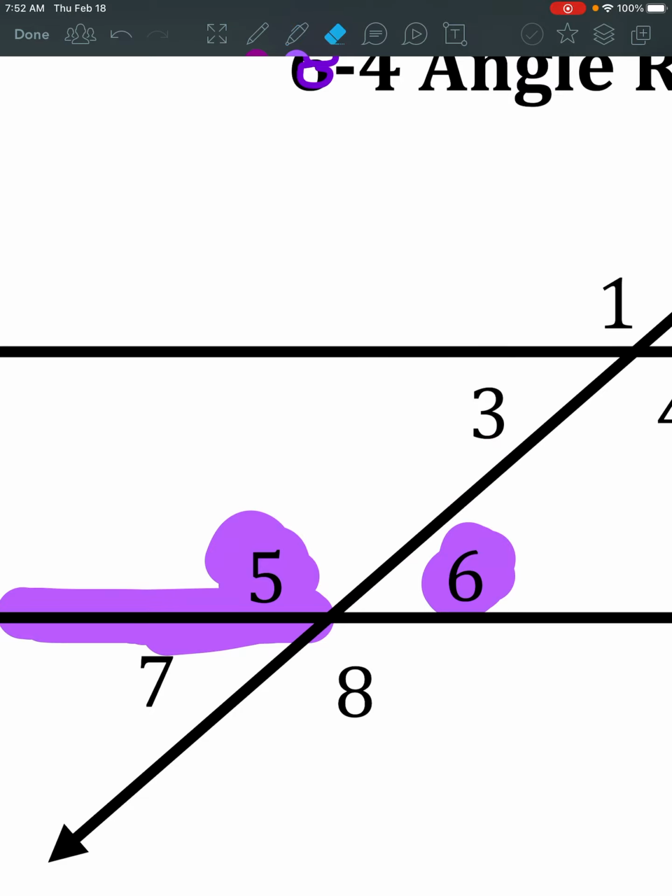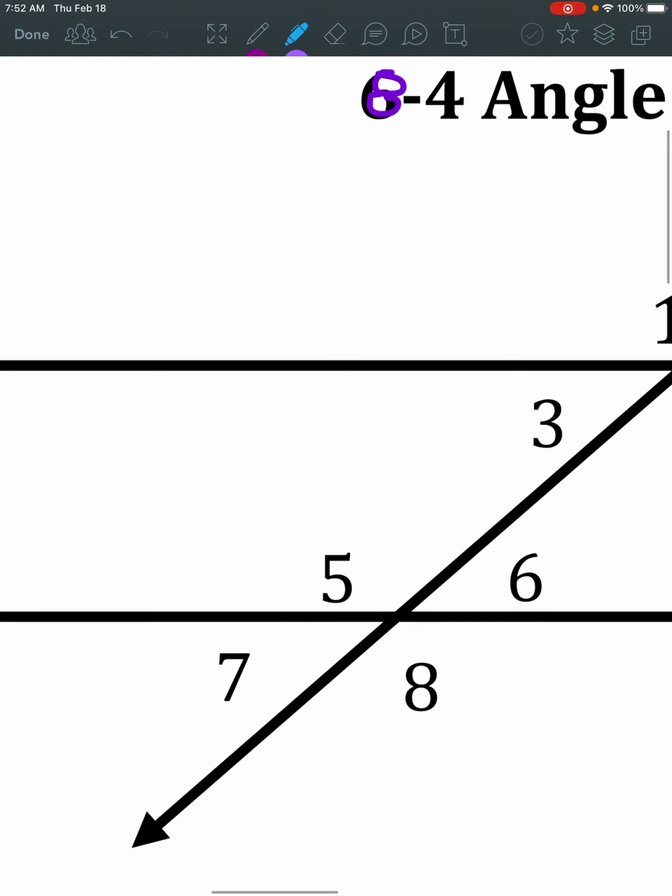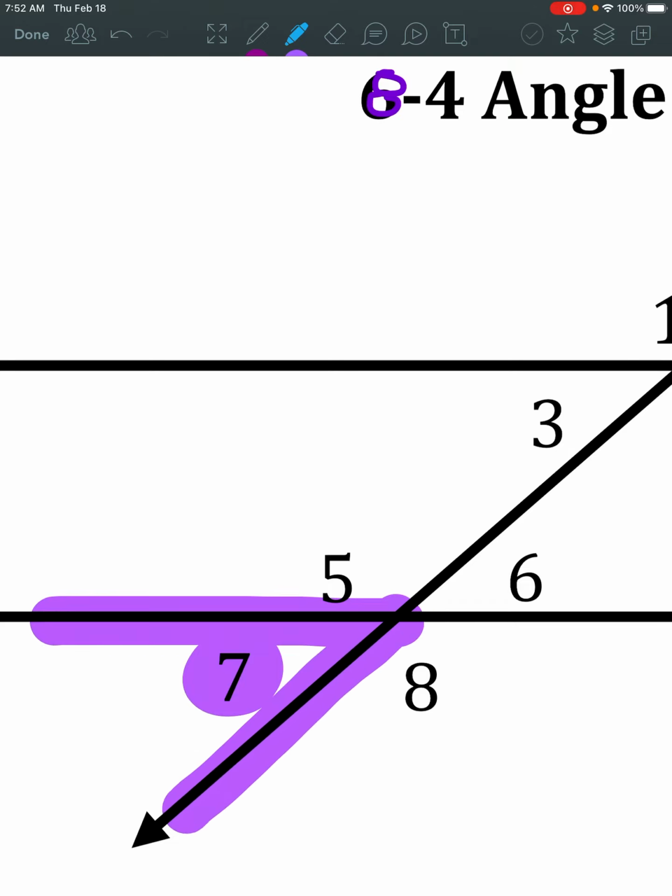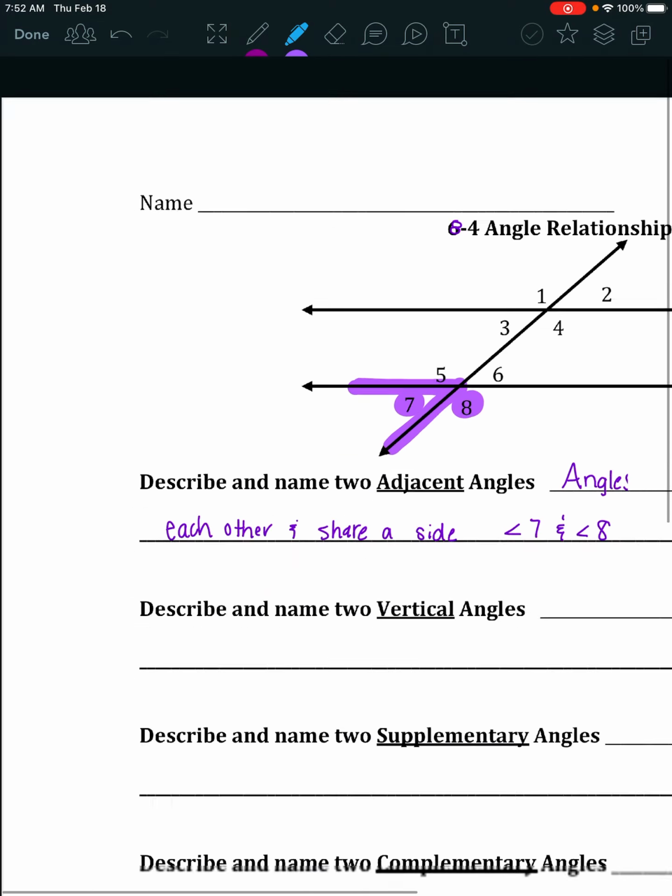So there's a lot of different examples in here, but if you struggle with what is the adjacent angle to that, then think of the sides that make up that angle, and then an angle that shares that side. So 8, for example, would be adjacent.